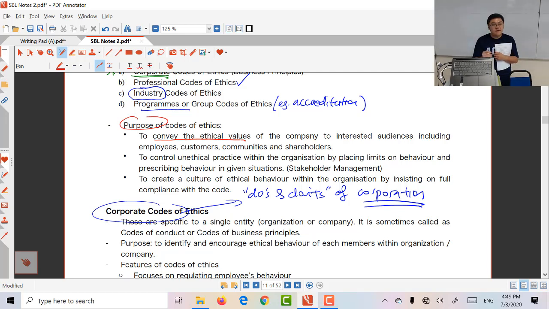Okay, fine. Now, it's also a way of controlling unethical practice by putting limits, by telling them what the don'ts are, what are the things that we do not tolerate. For example, bribery. You don't want to tolerate bribery. So the code must be very clear that nothing involves corruption or bribery practice. And towards that direction, you help to create a culture of ethical behavior because it shows your commitment. It shows this is what you want to achieve. So the culture is there. Quite standard, right? Now, we think that the code can be a strategic positioning tool.